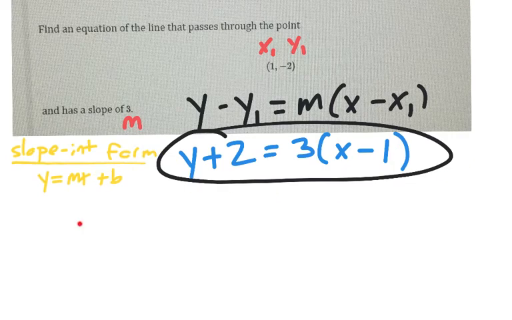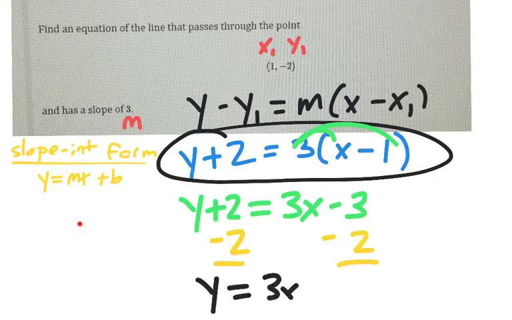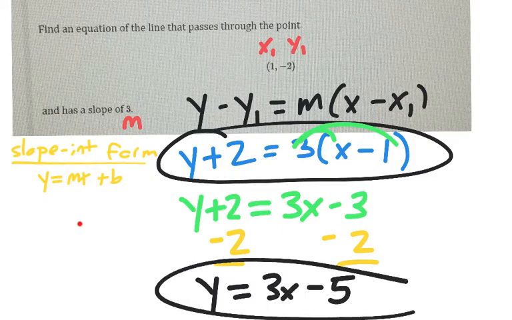So to go from point slope form to slope-intercept form is actually kind of easy. All we have to do is distribute our slope. So that's going to be y plus 2 equals 3x minus 3. And then we want to get y by itself. So y is being added by 2, so we subtract 2 from both sides, which tells me y equals 3x minus 5.